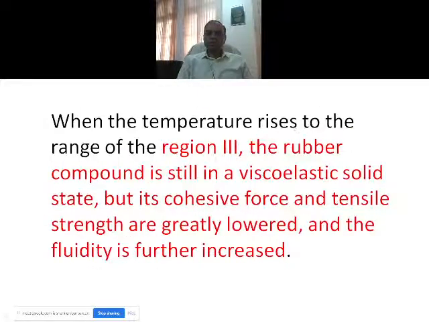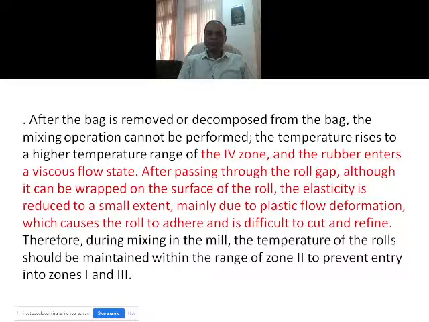When the temperature rises to the range of zone 3, the rubber compound is still in the viscoelastic solid state, but the cohesive force and the tensile strength are greatly lowered, and the fluidity is further increased so that it sags. The cohesive force and the tensile strength are greatly reduced because viscosity is going down. So it sags. When sagging is happening, you don't mix. Now in the fourth stage, the band is removed and decomposed from the roll. The mixing operation cannot be performed. Temperature rises to the higher range of zone 4. The rubber enters a viscous flow state after passing through the roll gap.